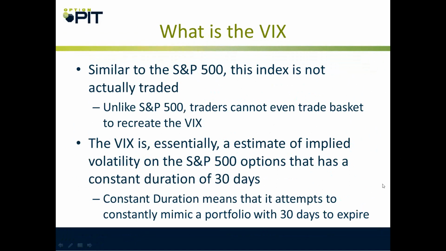All right. So the VIX is essentially an estimate of implied volatility on the S&P 500 options that has a constant duration of 30 days. What does constant duration mean? Constant duration means that the VIX constantly has 30 days to expire. So today the VIX had 30 days to expire. Tomorrow it'll have 30 days to expire. In 3 years it will have 30 days to expire. It has a constant duration.